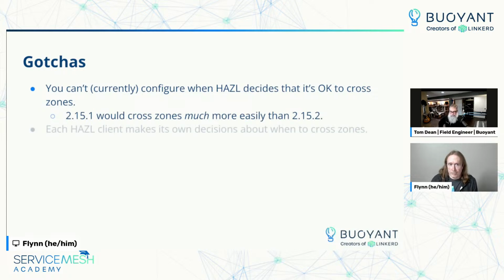Second gotcha. The client workload, when HAZL is enabled: each of the client workloads makes an independent decision about when it should be crossing zones and when it should not. So you remember I was talking about why I was pointing the load generator at the face workload instead of pointing the load generator at the color workload.